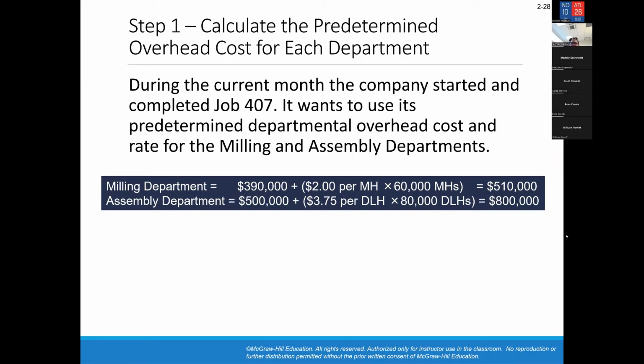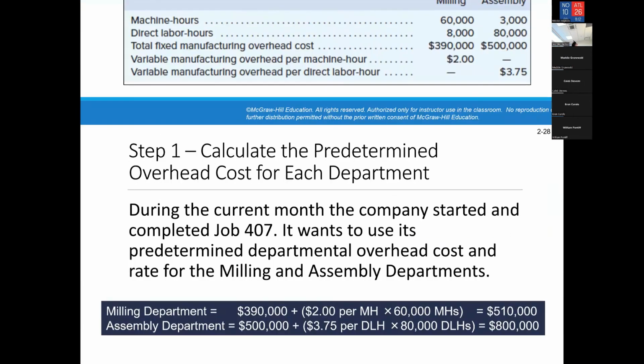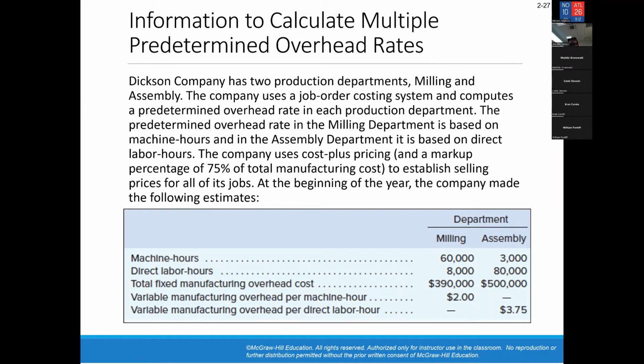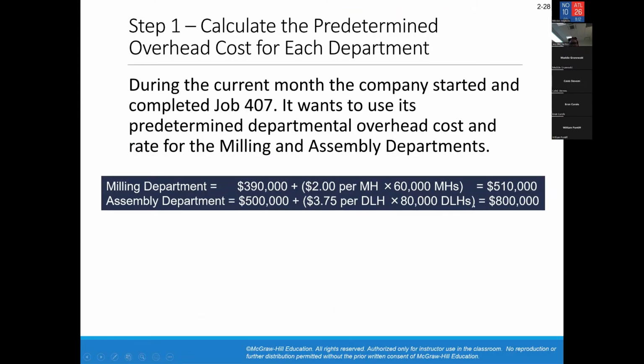So I don't have to write the calculation because they give them to us. So we're going to look at the milling department, and it says 390,000 plus. Remember, that's my fixed. So if we go back, let's see if I can go back one. So here's my fixed. The 390 and the 500, it tells me on this screen. That's where those numbers are coming from. They're giving them to me. Okay, so I have 390,000 and 500,000 as my fixed.